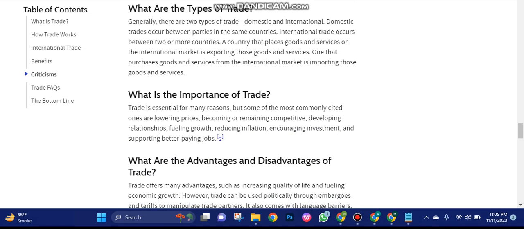What is the importance of trade? Trade is essential for many reasons, but some of the most commonly cited ones are lowering prices, becoming or remaining competitive, developing relationships, fueling growth, reducing inflation, encouraging investment, and supporting better paying jobs.